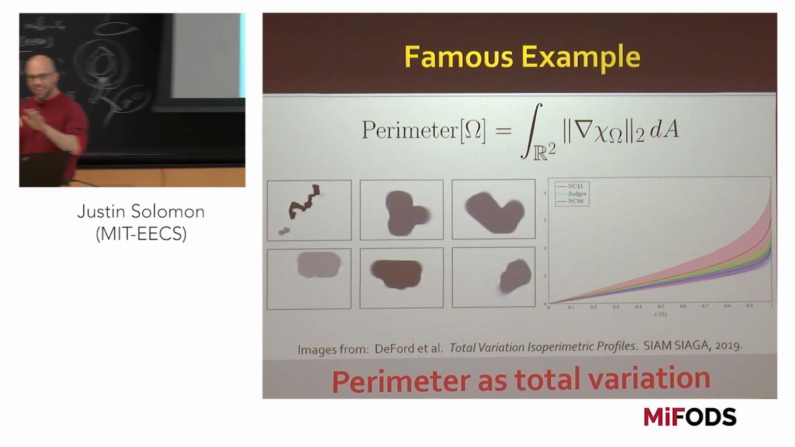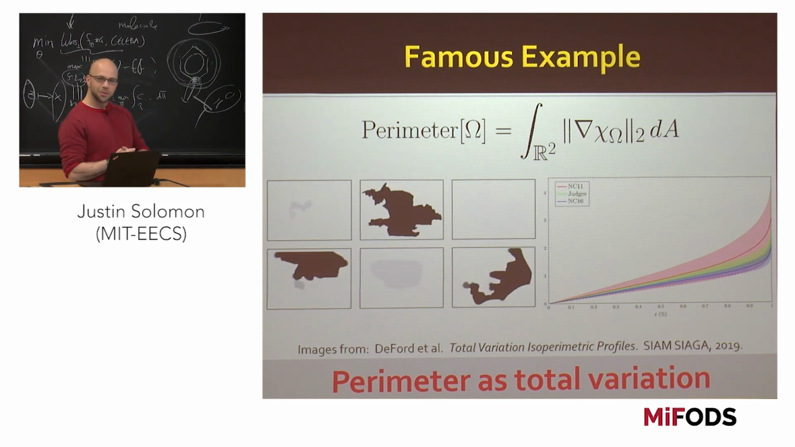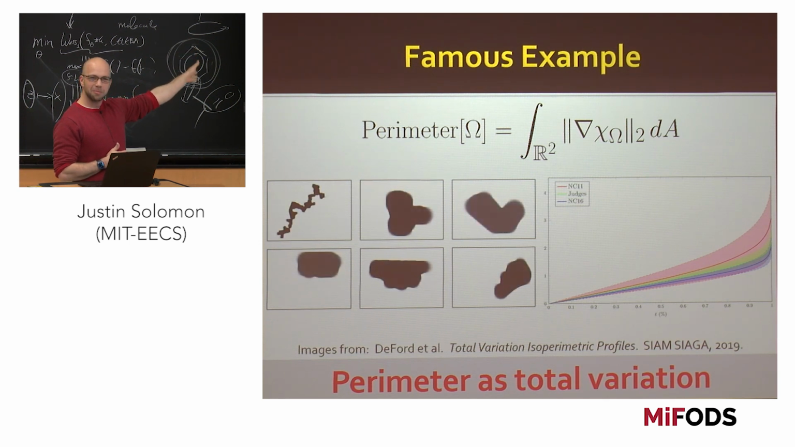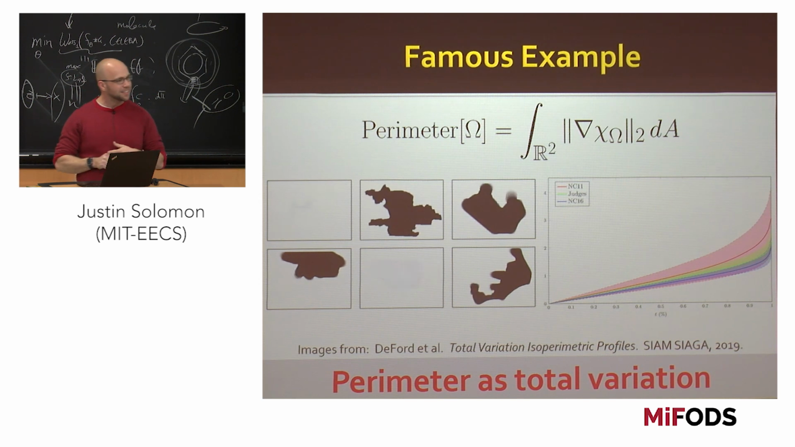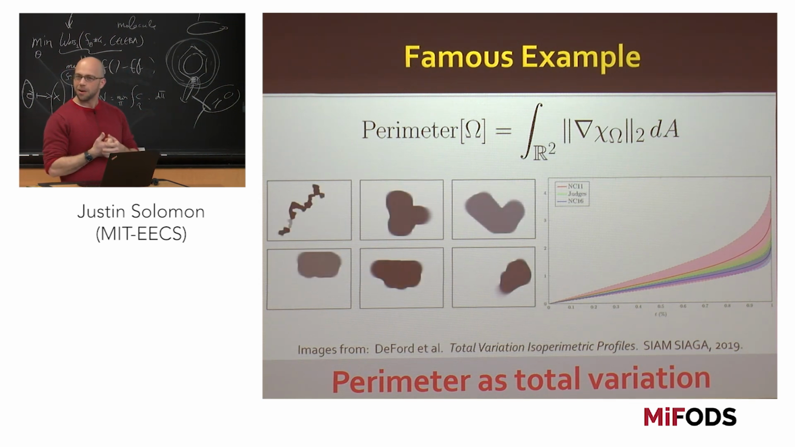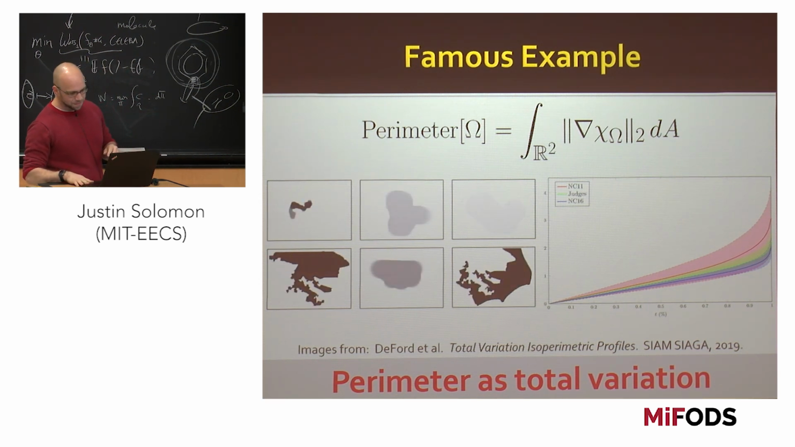And so this is a nice connection between functional analysis and things that look like integrals and probability on the one hand, and geometry on the other. And this, of course, is a very classic idea that people have used basically forever in problems like image segmentation.